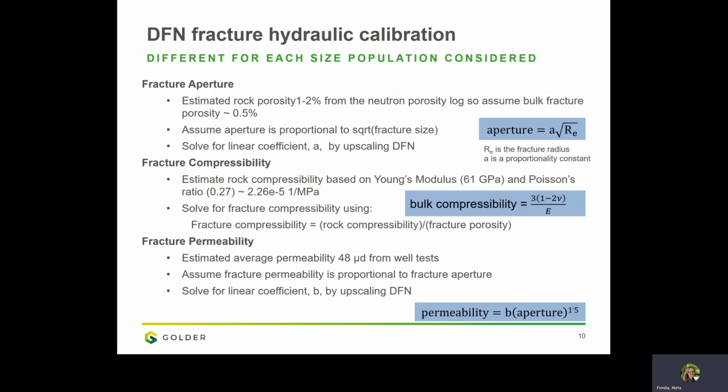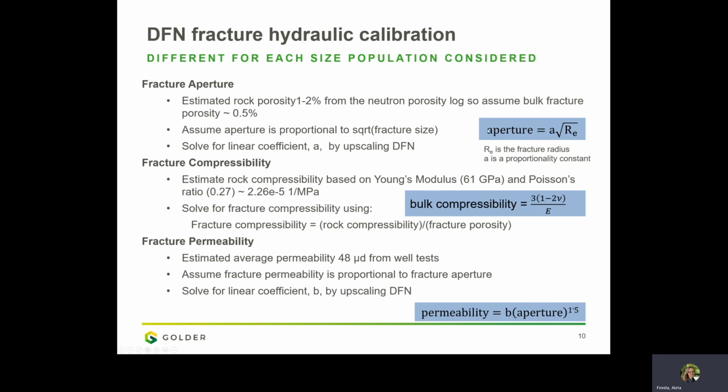So once we have the geometric properties of these fractures, the orientations, sizes, size populations, and intensity, we can go ahead and generate our DFN and do some hydraulic calibration to determine what we want to assign for fracture apertures, compressibility, and permeability. Given the fracture population we've generated, the size population and the truncations we've introduced, we then solve for what the apertures should be to be consistent with what we know about the bulk rock porosity. From the neutron porosity log, we have an estimated rock porosity of only 1 to 2% down in this deeper portion of the reservoir, and we're assuming about 0.5% of that is due to the fracture porosity.